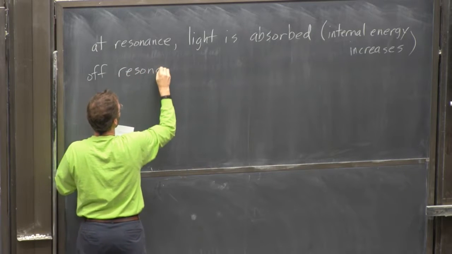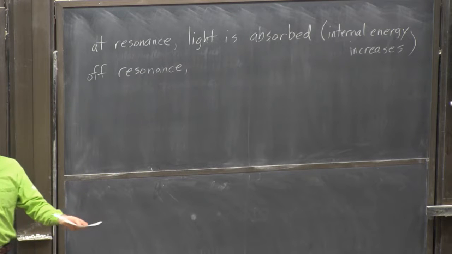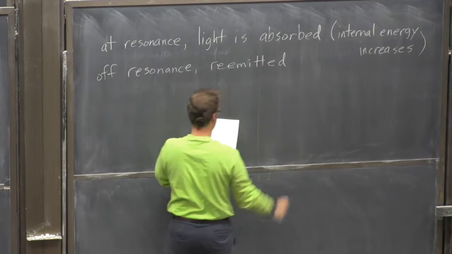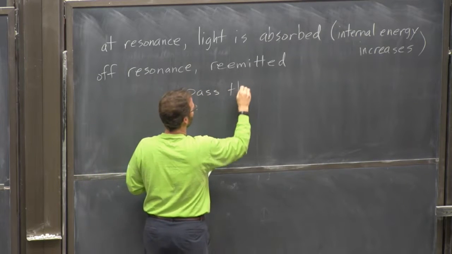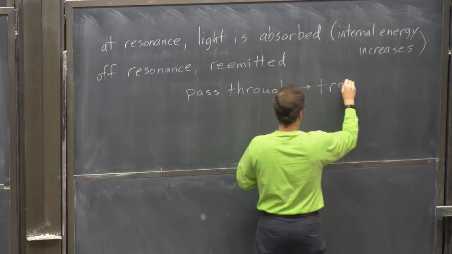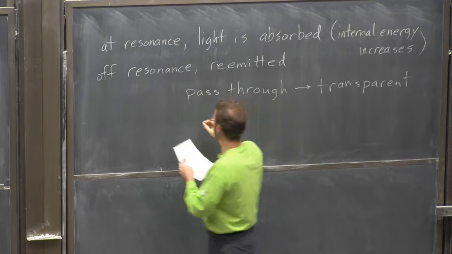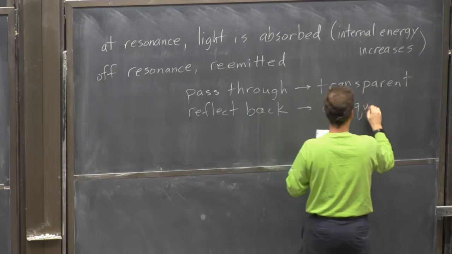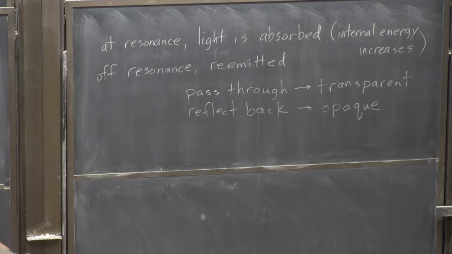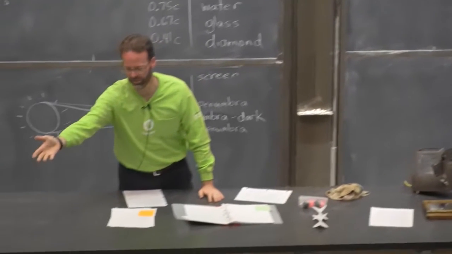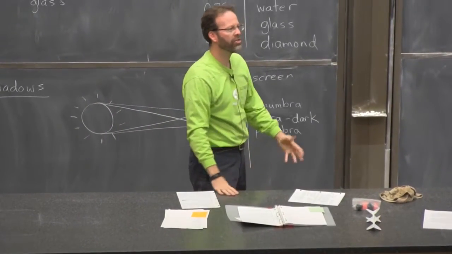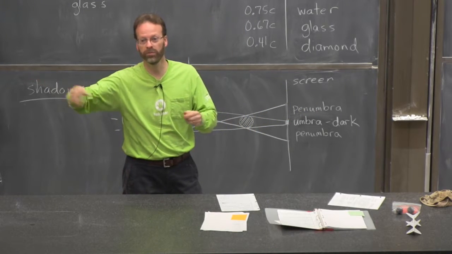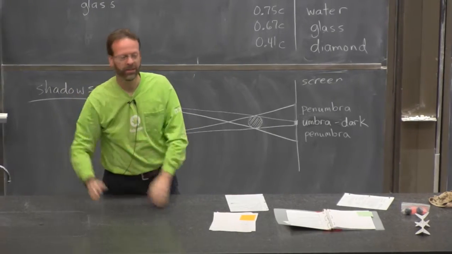Off resonance, the driving frequency, the incoming wave, does not match the natural frequency. Well, then it is re-emitted. And it can do that two ways. It can pass through, and we call that transparent. And it can reflect back. Obviously, that's opaque. Most things reflect. This table reflects. The carpet even reflects, not as well as the table. It's all on how much gets absorbed versus how much gets re-emitted. And does it re-emit through? You've seen translucent things, semi-transparent. You can have all kinds of things.